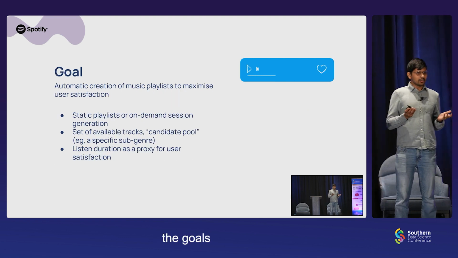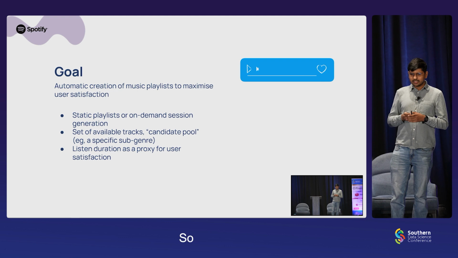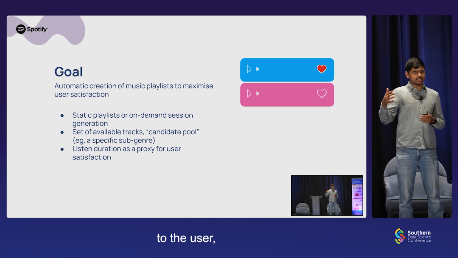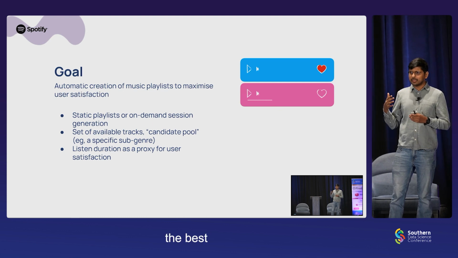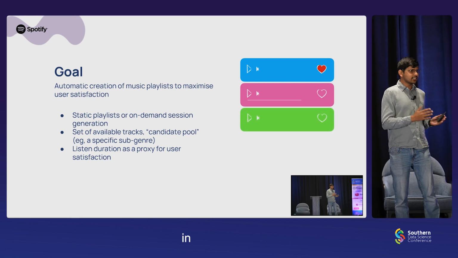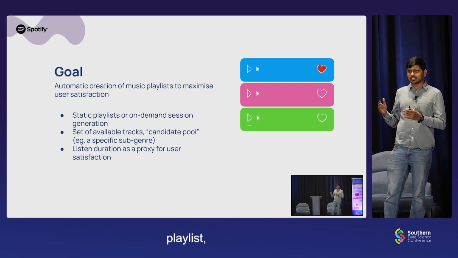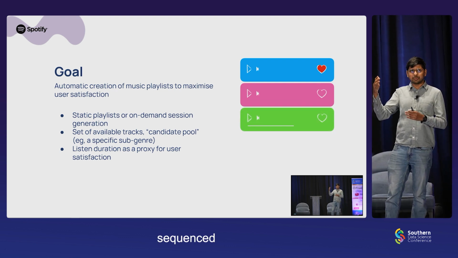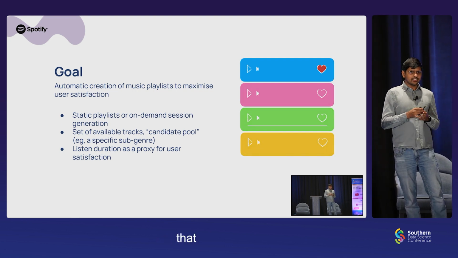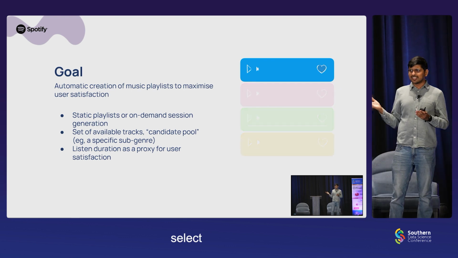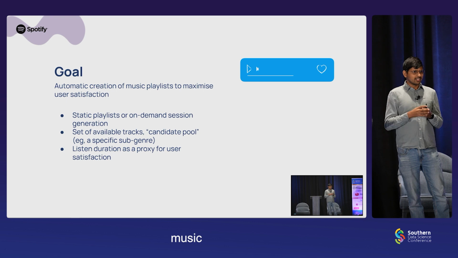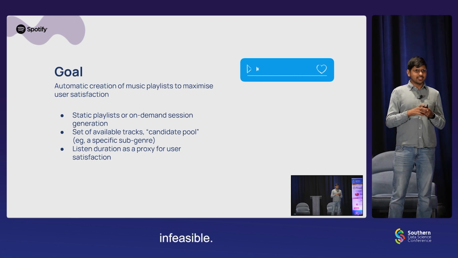Let's define the goals of our current problem. We want to provide an on-demand playlist to the user, which means we want to provide to them the best recommendations based on the current context. And this is in contrast to static playlists, where the tracks are selected and sequenced beforehand. At the same time, we recognize that it is impossible to select and sequence tracks from the entire catalog of music, because that would probably be infeasible.